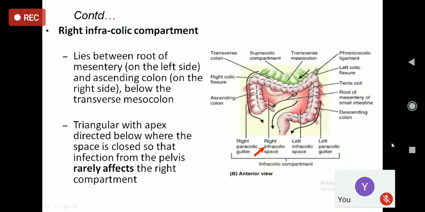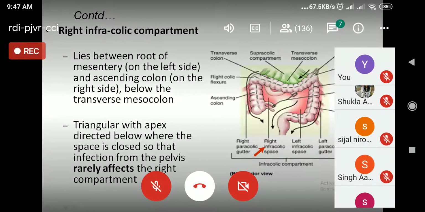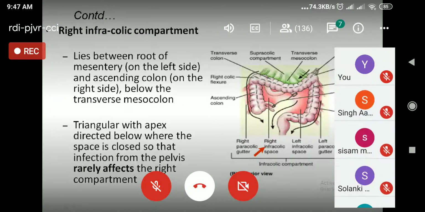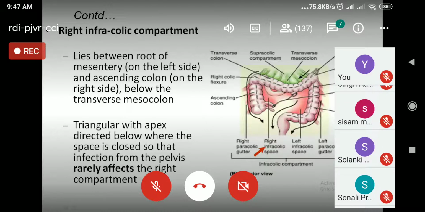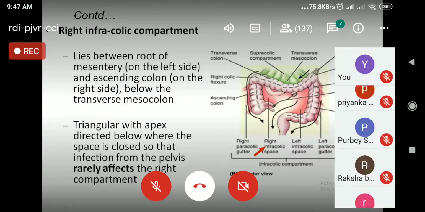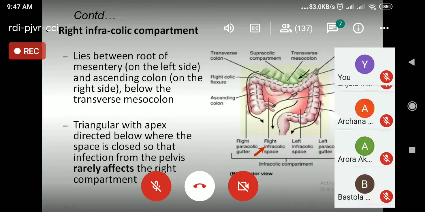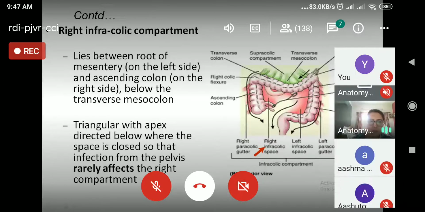Are you getting it? Do you have any queries? Priyanka, are you there? Yes, ma'am. Do you have any queries? No, ma'am. Dilasa, are you there? Yes, ma'am. Do you have any queries? No, ma'am. Okay.